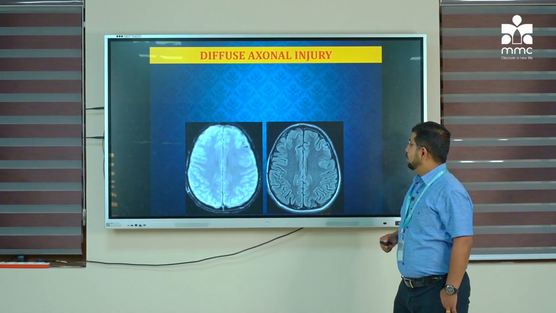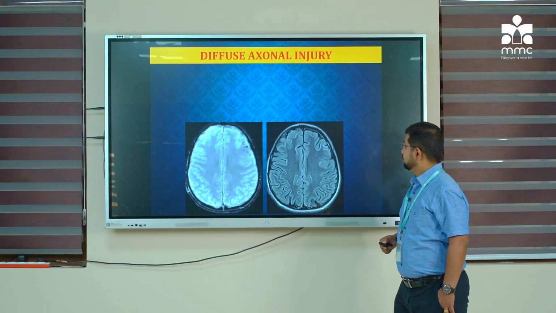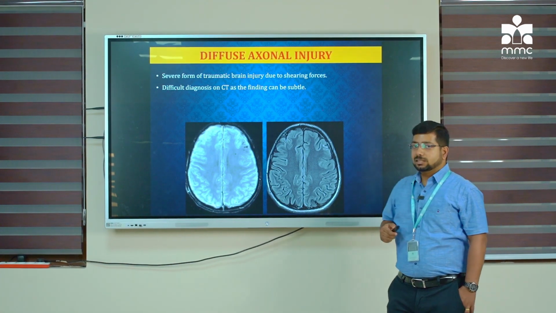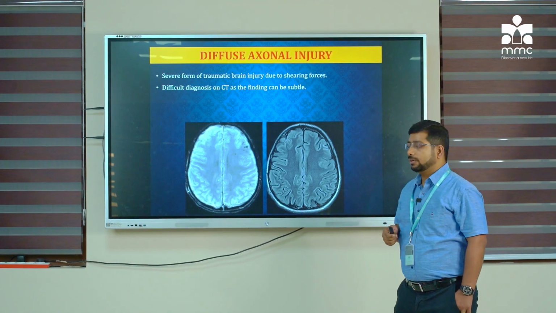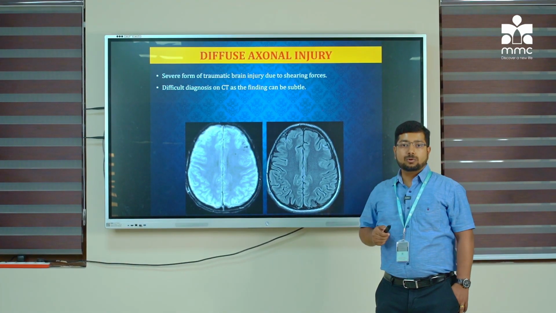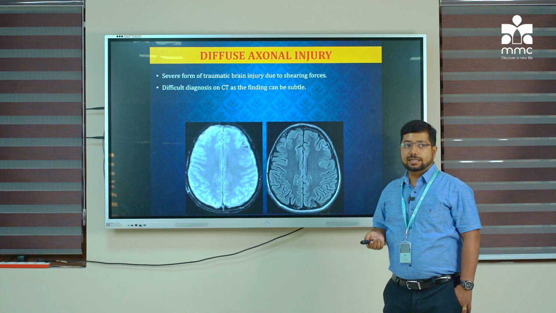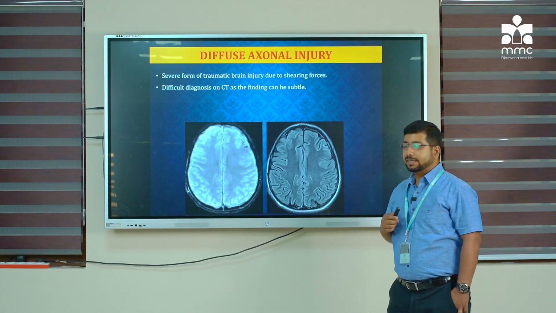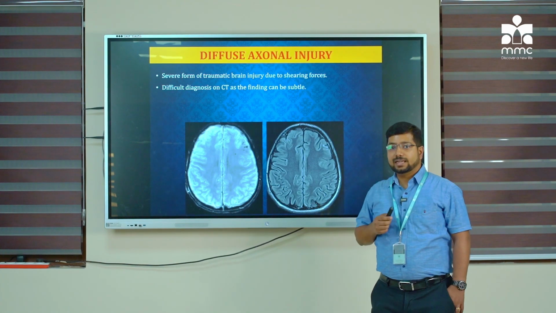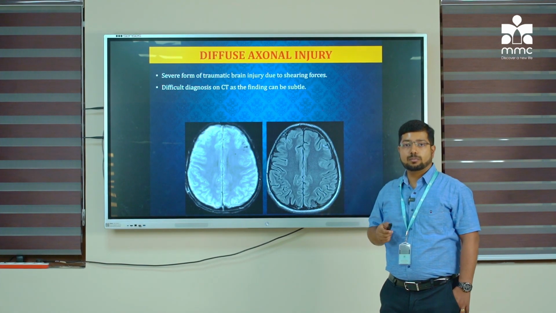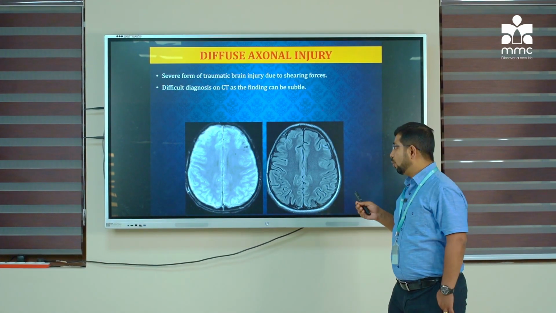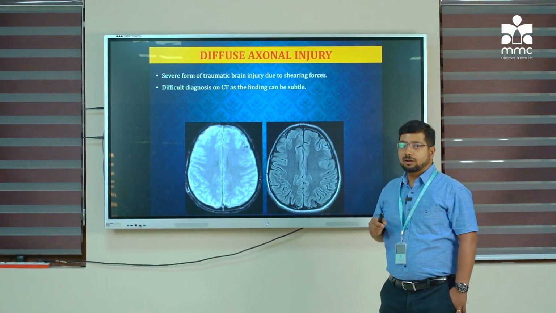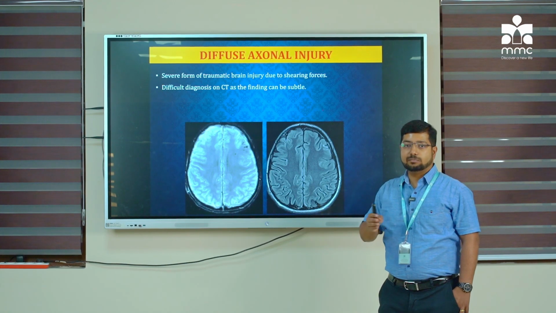So there is something called diffuse axonal injury. A patient comes to the casualty with a history of a road traffic accident, and we take a CT. The patient's GCS is very poor, the patient is unconscious, so you are expecting a severe head injury, but when you take a CT, the CT scan report comes out to be normal. That means you are not able to see anything in the CT. That is the situation where clinical findings and CT mismatch.